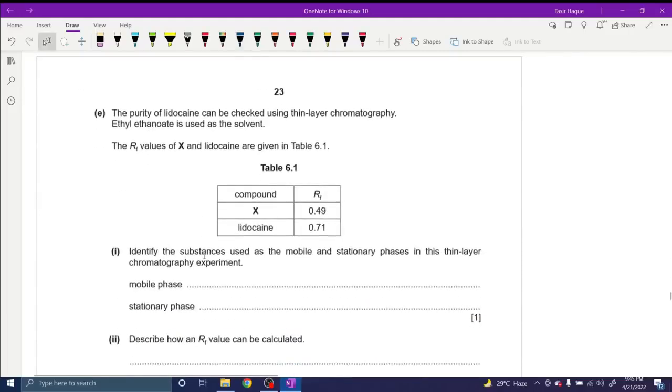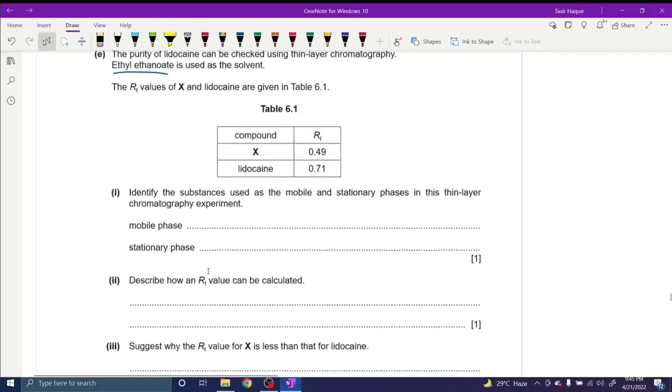Now we're almost at the end. The purity of lidocaine can be checked using thin layer chromatography. Ethyl ethanoate is used as a solvent. This is an ester. The RF values of X and lidocaine are given in table 6.1. Identify the substances used as mobile and stationary phases in this thin layer chromatography experiment.